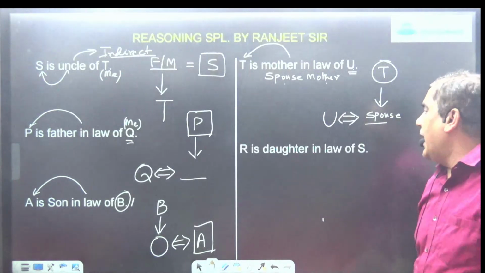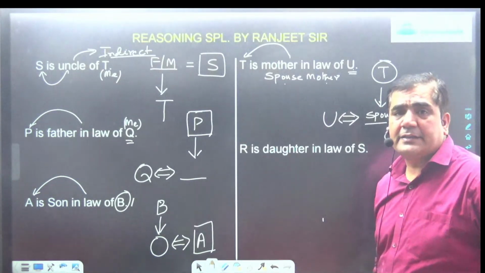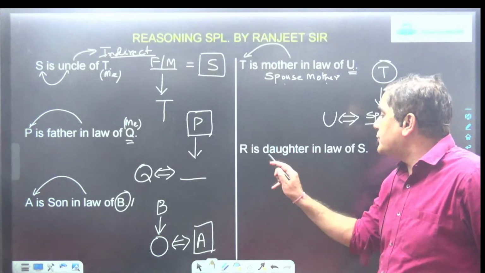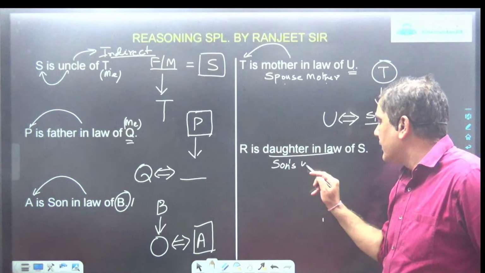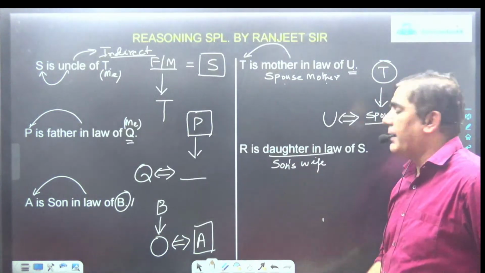They have given R is the daughter-in-law of S. Who is called a daughter-in-law? It is nothing but my son's wife. Son's wife will be my daughter-in-law.